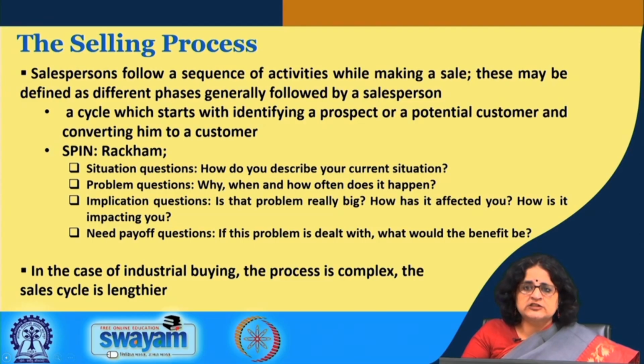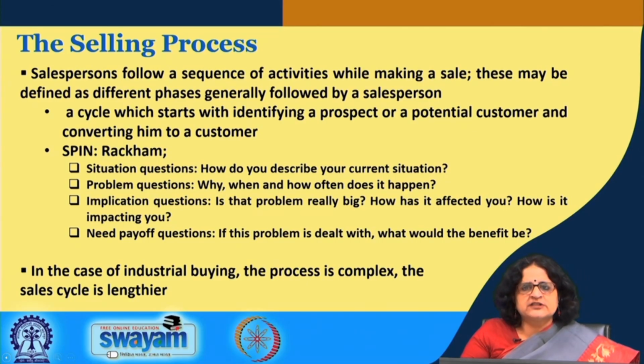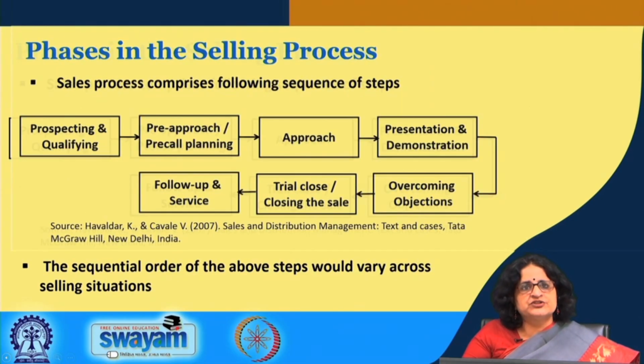So the sales cycle would start when the salesperson identifies a prospect, and then the salesperson's job here is to begin the dialogue, and SPIN could be an effective strategy. Now in the case of industrial buying, we see that the process is very complex, the sales cycle is very lengthy, and we have these different stages of the sales process.